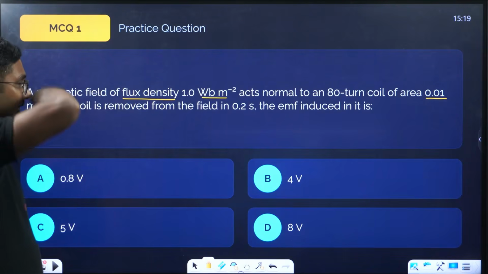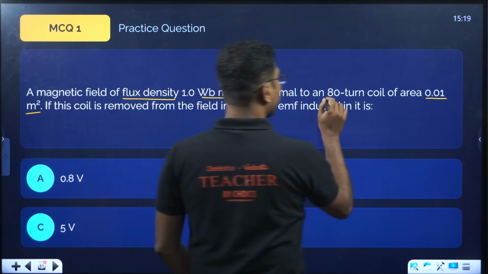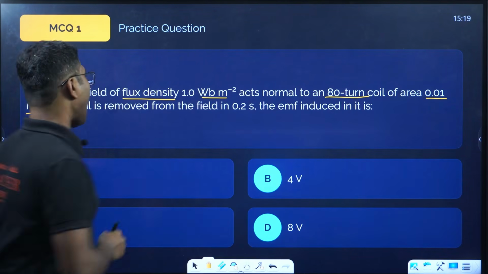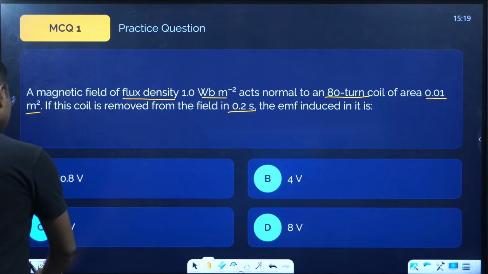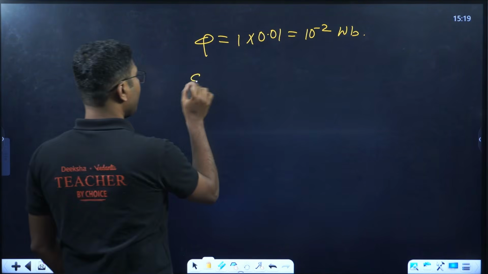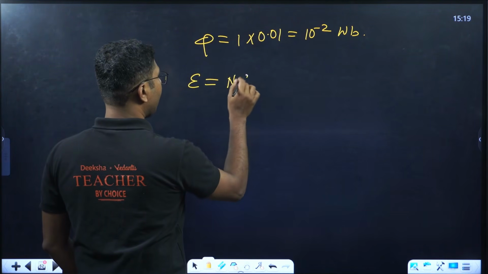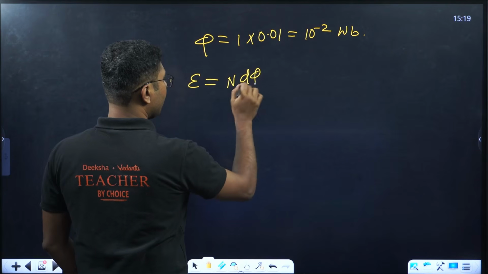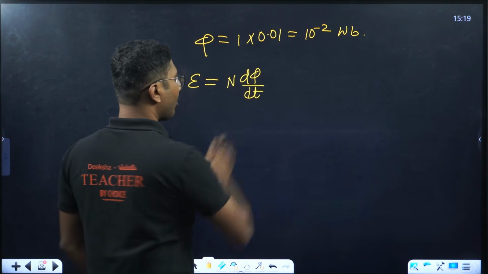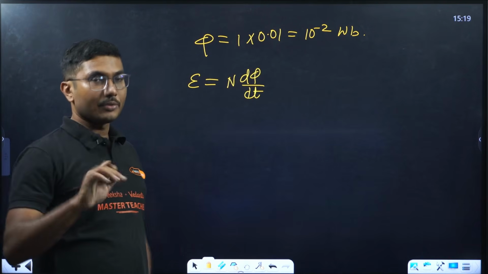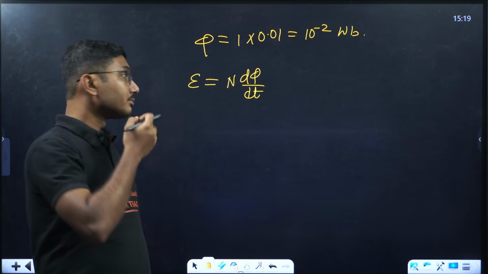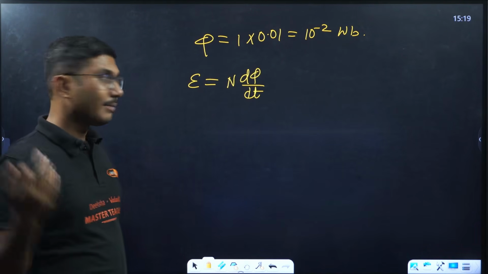Next, the number of turns is given here, 80 turns, and the coil is removed from the field in 0.2 seconds. So what is the induced EMF? Induced EMF is N d phi by dt, magnitude. Here in KCET they will not ask you for the negative or positive sign, but in PUC when you are answering, you have to use the negative sign whenever applicable. So basically you have to find the magnitude.